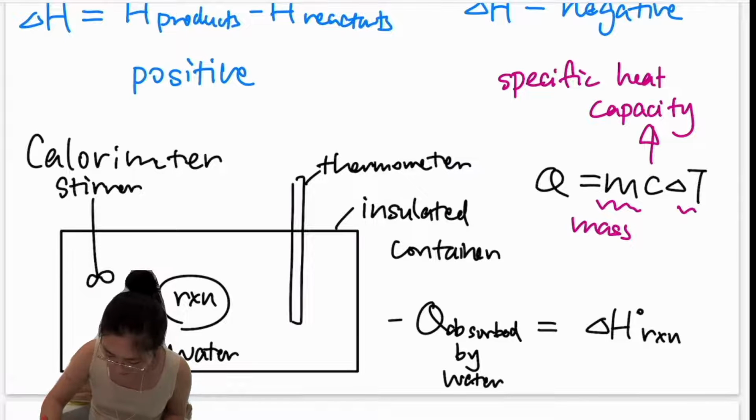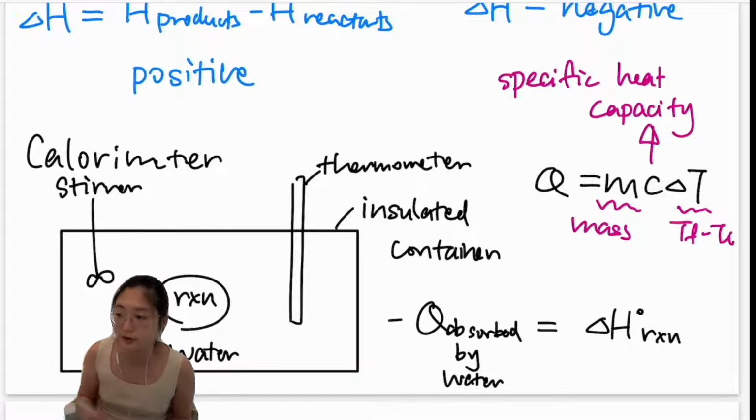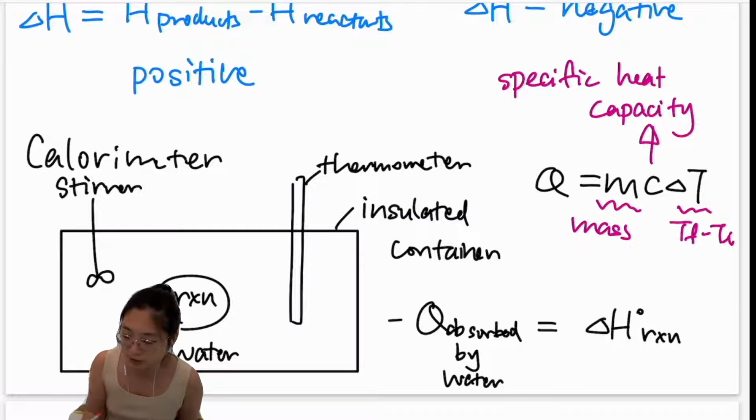And delta T refers to the change in temperature. And remember, it's always the final value minus the initial value. So final temperature minus initial temperature. If there is a decrease in the temperature, then delta T is a negative value. If there is an increase in temperature, delta T is a positive value.